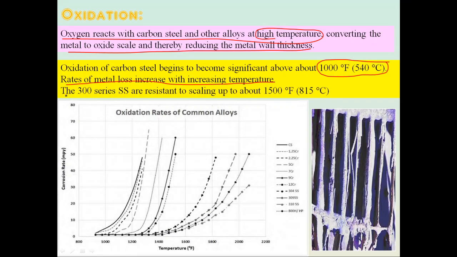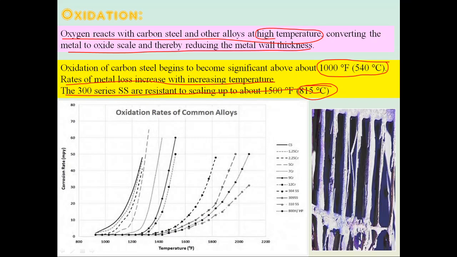And for 300 series stainless steels like SS 304 and 316, these are resistant to scaling up to 815. This is also important: austenitic stainless steels are resistant up to 815 degrees, and above this critical temperature, significant oxidation corrosion will start.